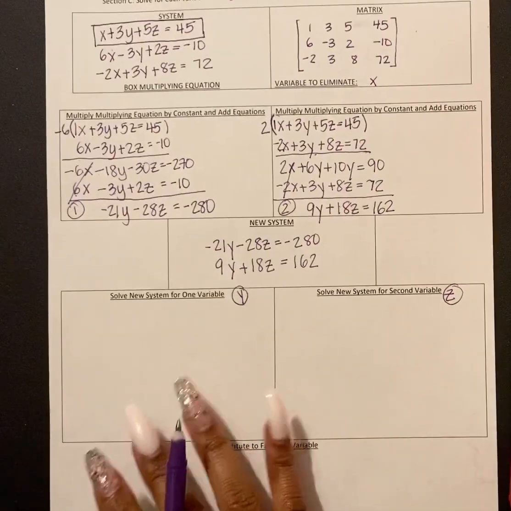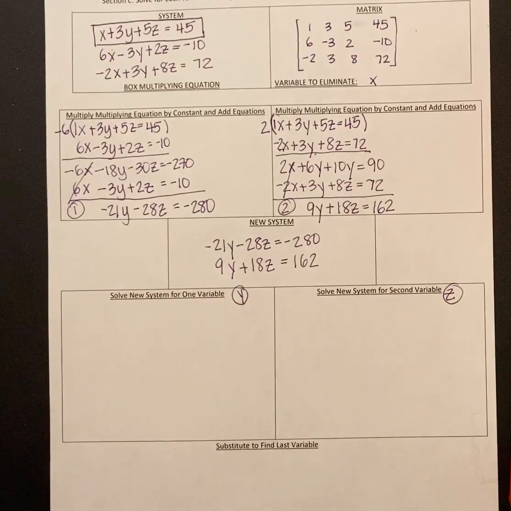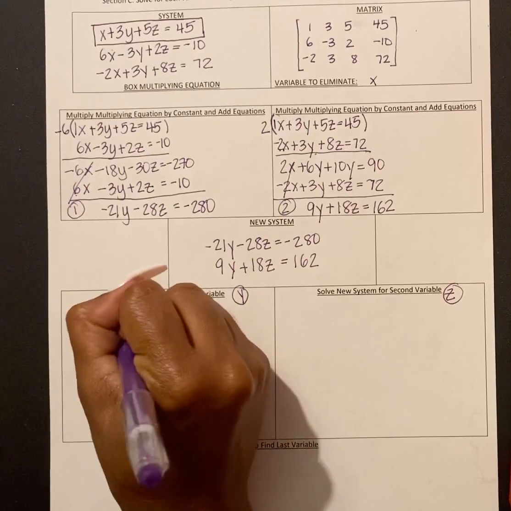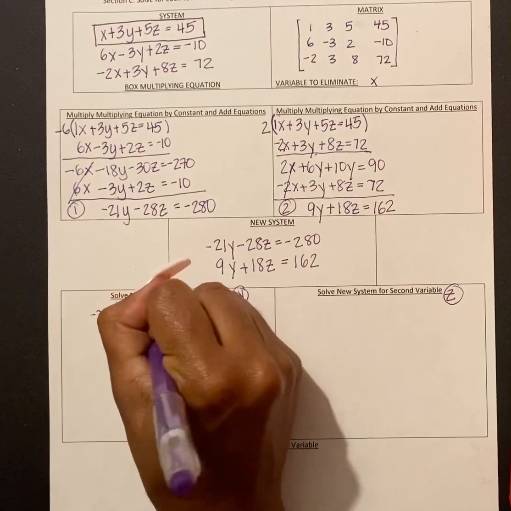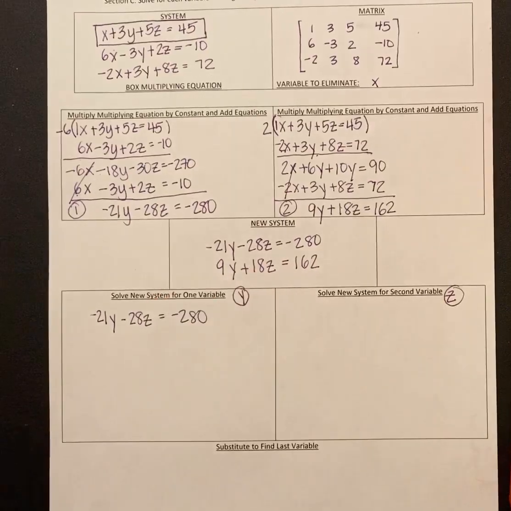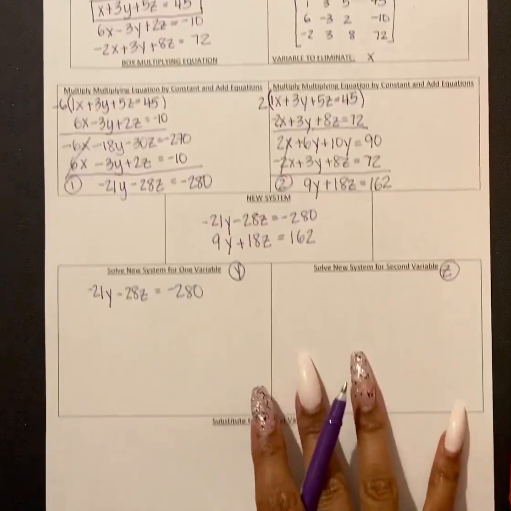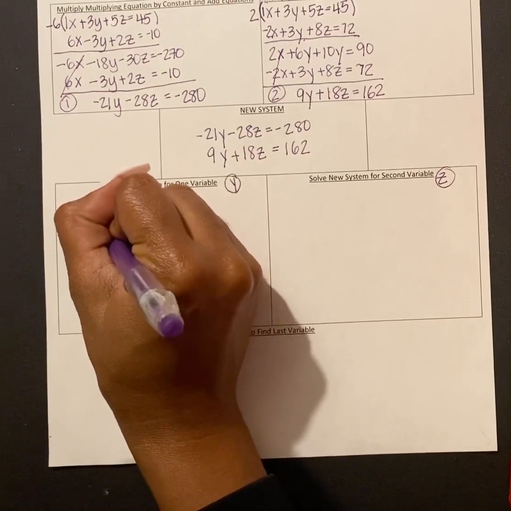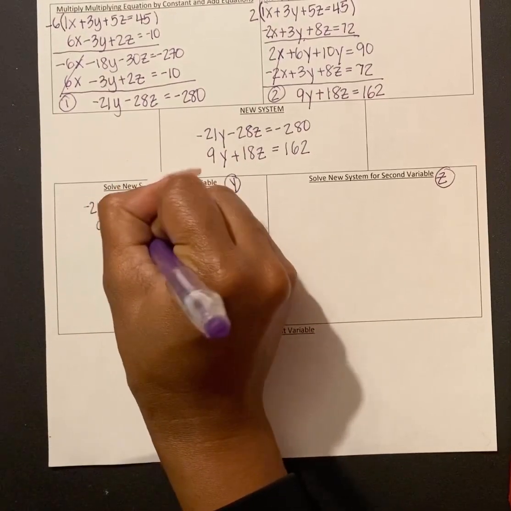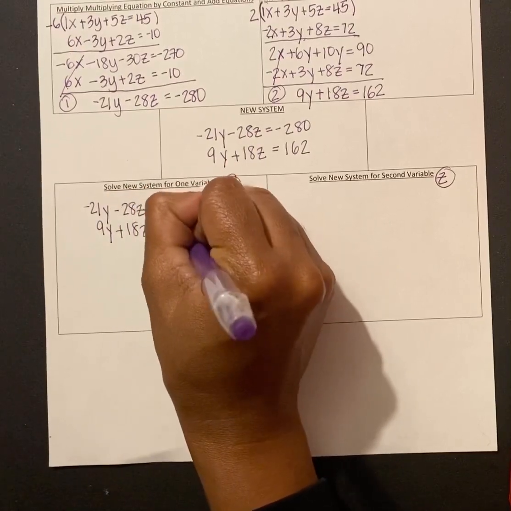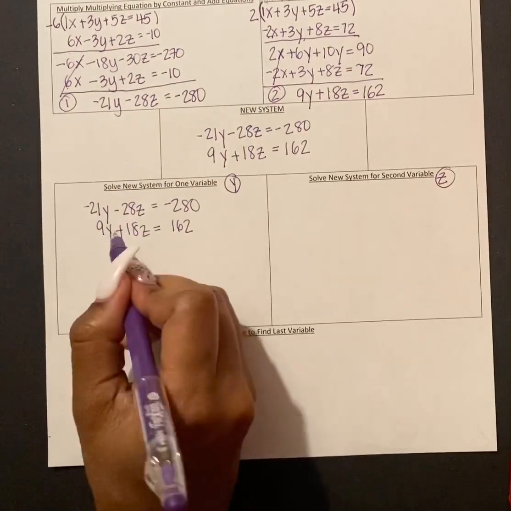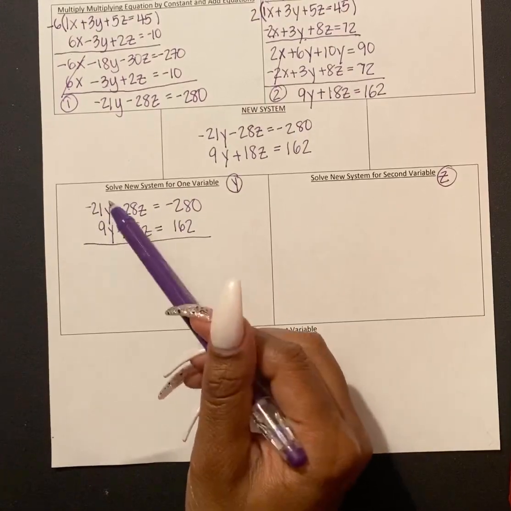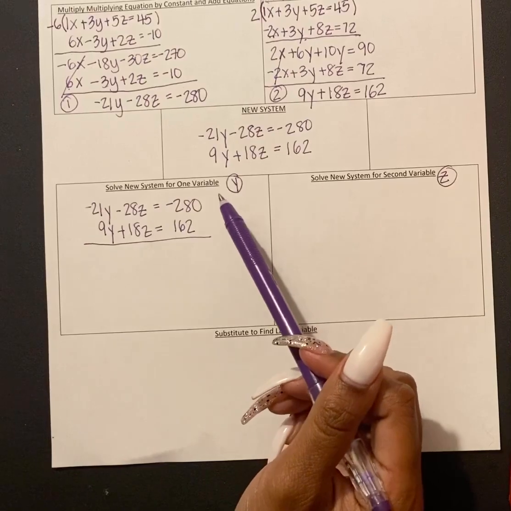Okay, so how are we going to solve for y? I'm going to start by just writing out my system. So I have -21y minus 28z equals -280. I'm just going to push it up a little so you can see a little better. And 9y plus 18z equals 162. All right, and so I want to solve for y. I want to eliminate y, right? That's the first variable I'm going to eliminate.